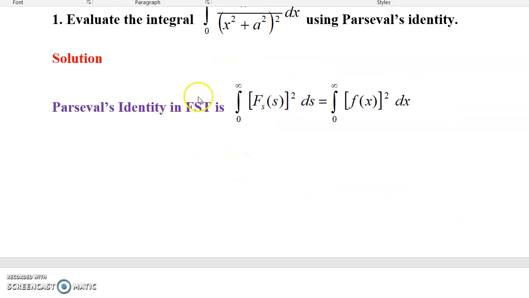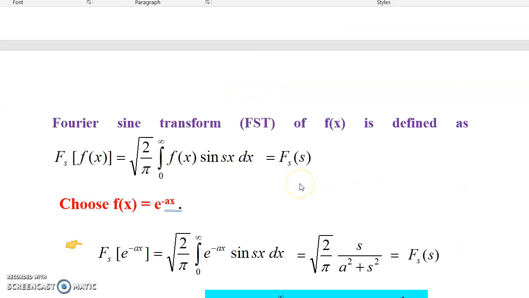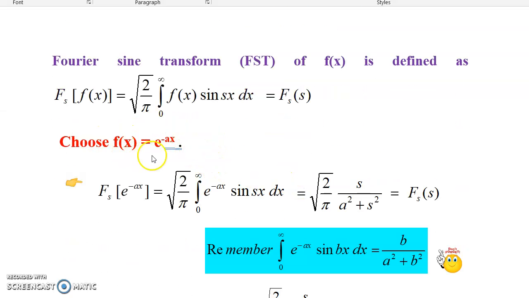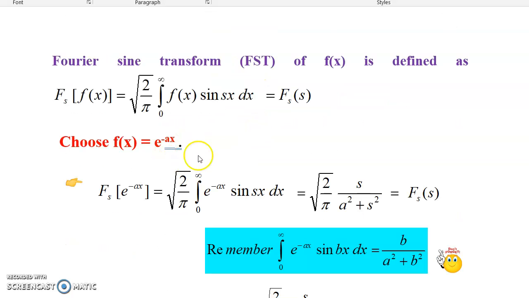Now let us see how to use Parseval's identity to evaluate this integration. For that, we are choosing the function e power minus ax, because here you have a squared. So that is why here we are choosing e power minus ax. And for this e power minus ax, let us find Fourier Sine Transform first. This is the definition of Fourier Sine Transform, root of 2 by pi integral 0 to infinity f of x. So now in the place of f of x, we are substituting e power minus ax into sine sx dx, which is given by root of 2 by pi.